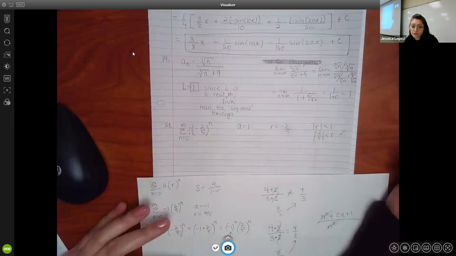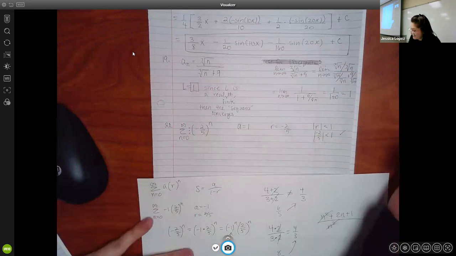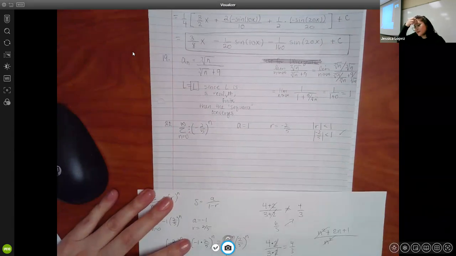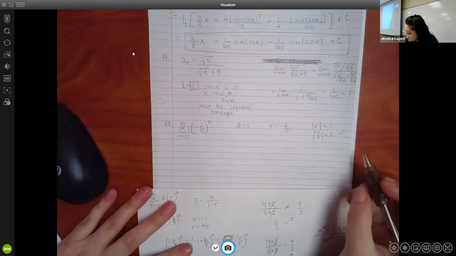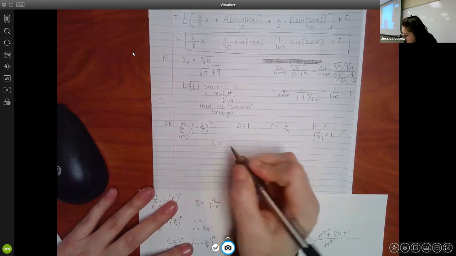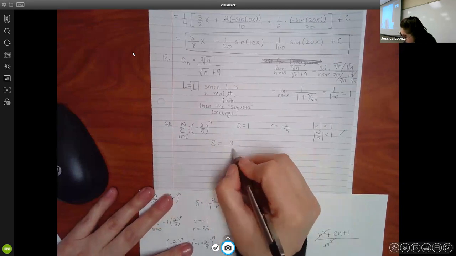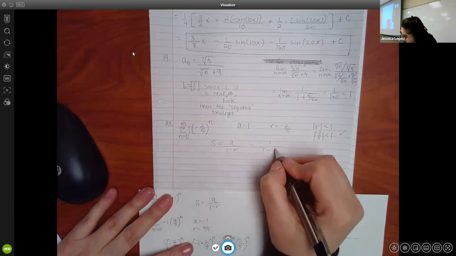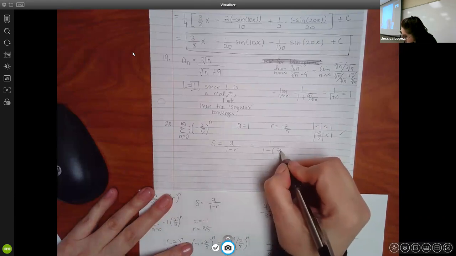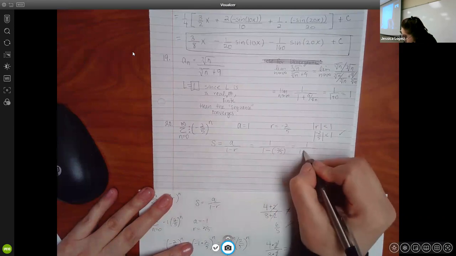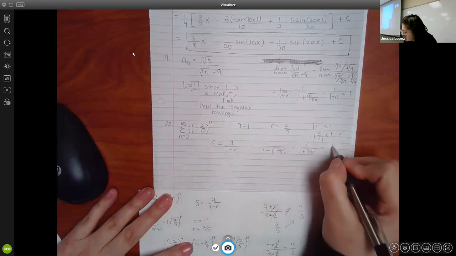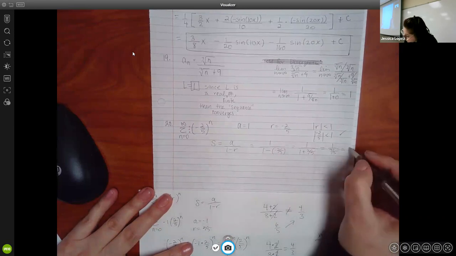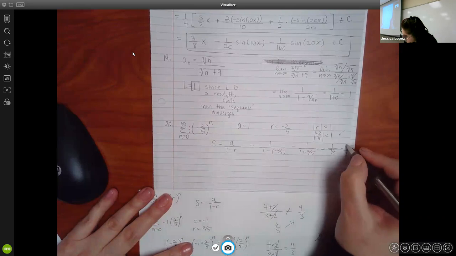So it does converge, but that's not what I asked you to do, right? Somebody wrote, well, R is negative 2/5, so then it doesn't converge, but it does. So let's find our sum, which is what we were asked to do. It would be A over 1 minus R. So it's going to be 1 over 1 minus negative 2/5, which is 1 plus 2/5, which is 5/5 plus 2/5. That makes 7/5. And then the reciprocal of 7/5 is 5/7.